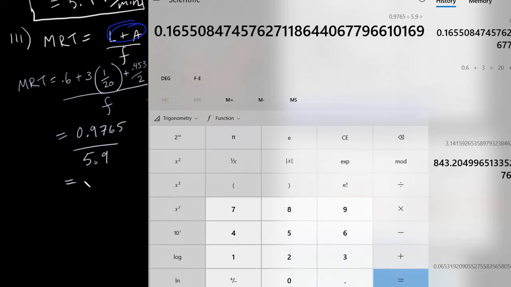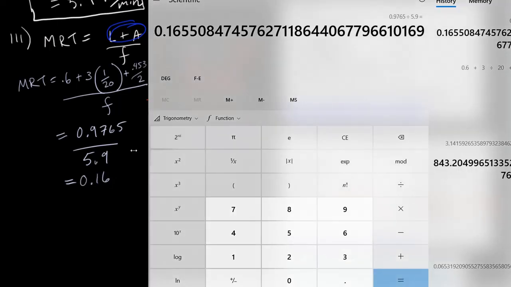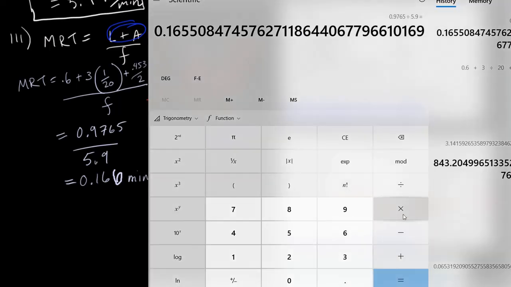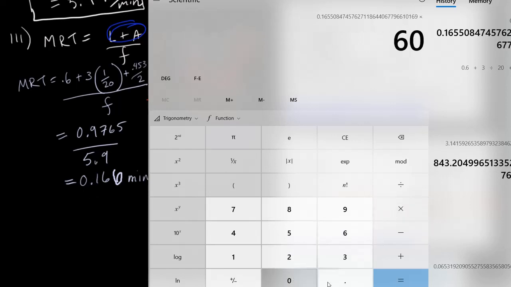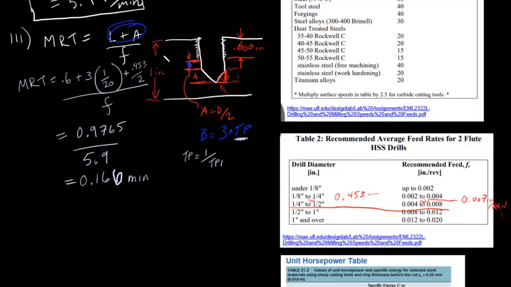And that equals 0.16. It disappears every time. 0.166. Okay. Minutes. So how many seconds is that? Again, I'm a seconds guy when it comes to decimal minutes. So we'll times that by 60. And that's about 10 seconds.